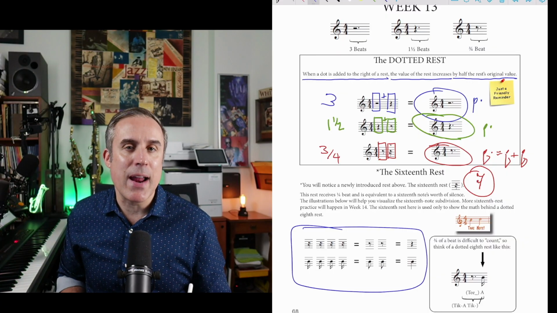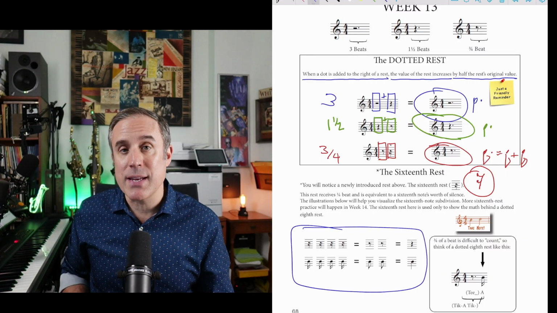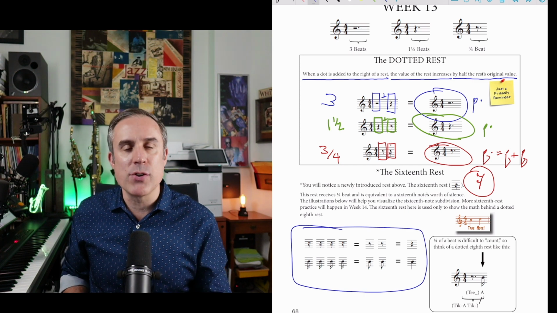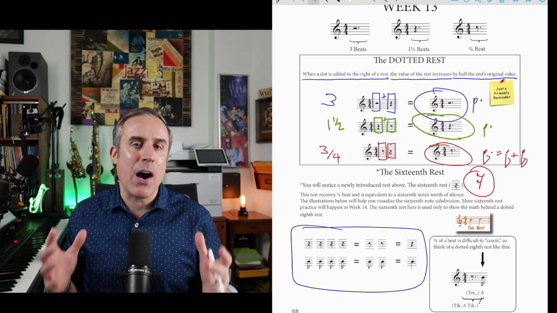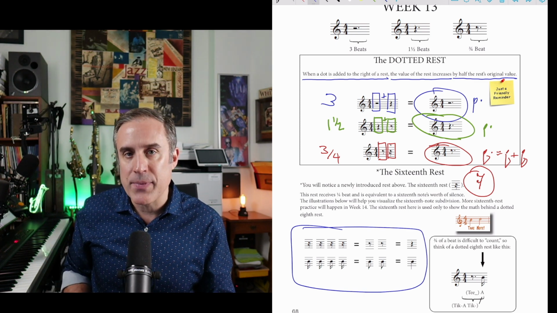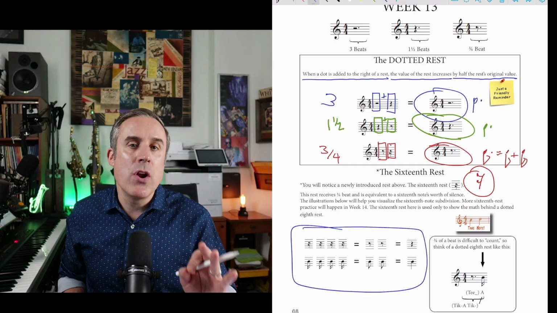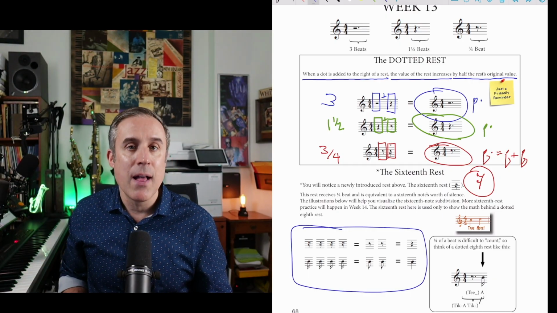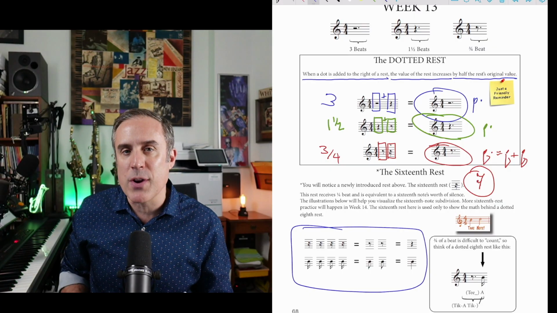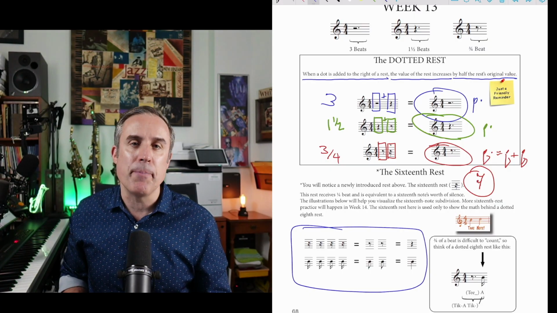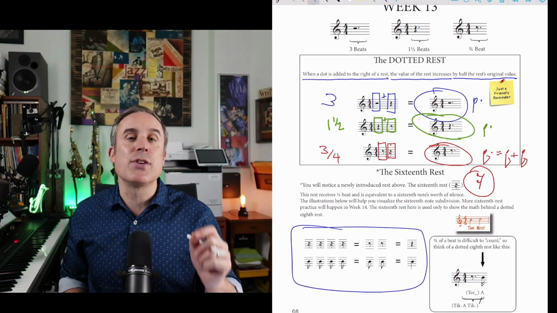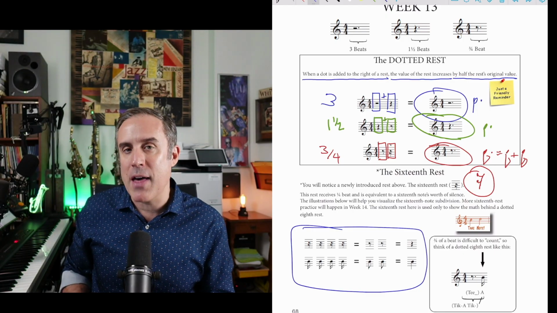Now, the reason that I introduced the 16th rest here in week 13 is because we needed it in order to understand the math behind our dotted 8th rest. Little side note, there will be no 16th rests in any of the exercises for week 13. That'll be coming in future rhythmic motifs, soon to come. The only reason I introduced the 16th rest here is so that we could understand the math behind that dotted 8th rest.